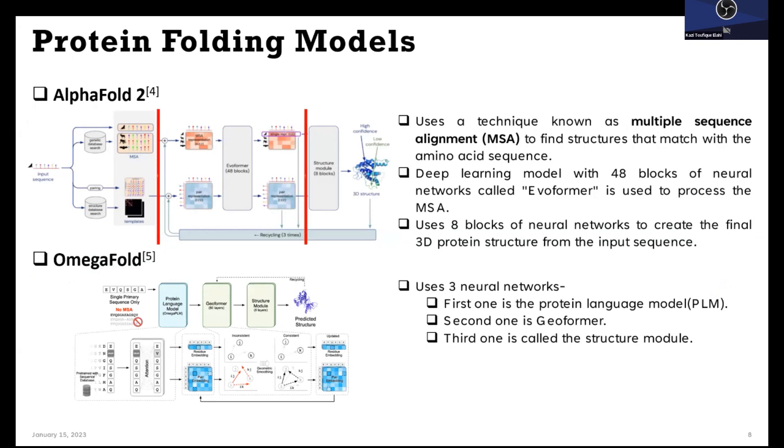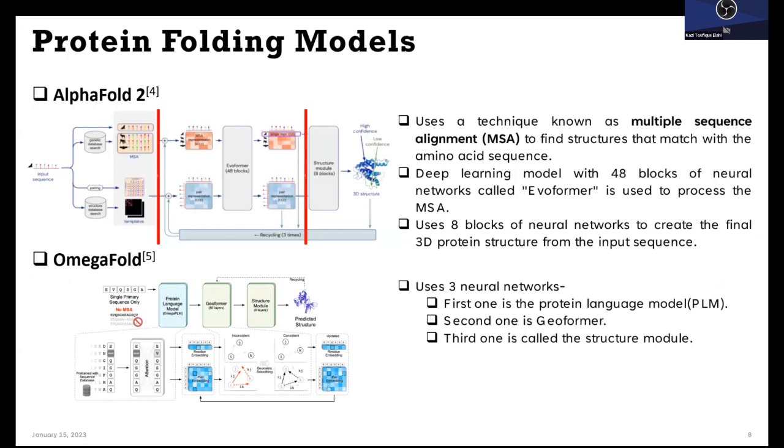AlphaFold 2 uses a technique known as MSA, multiple sequence alignment, to find similar structures of the given input sequence. This is found out using EvoFormer. The EvoFormer consists of 48 blocks of neural networks. Then 8 blocks of neural network are used to create a final structure from the input sequence.